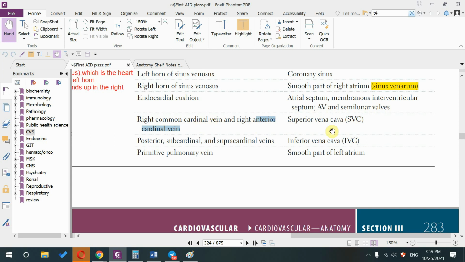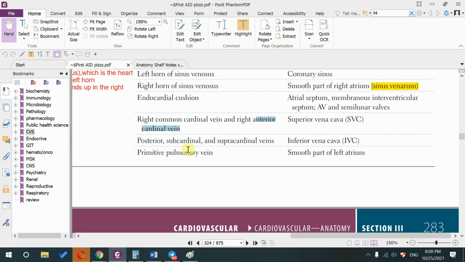So superior vena cava comes from which one? The anterior cardinal vein. That's what they ask. What about the inferior vena cava? Posterior cardinal vein. That's what they ask. The other minor ones here, they do not ask about these.